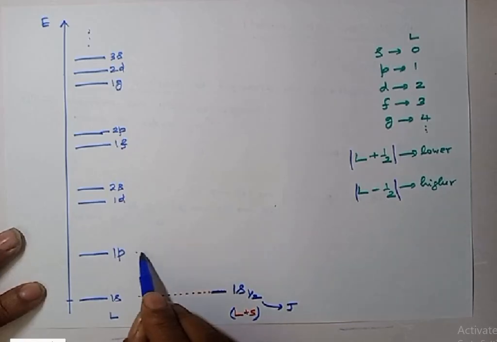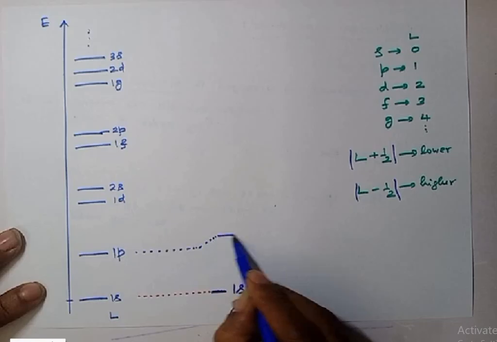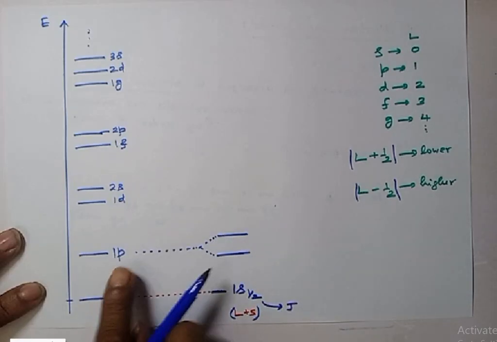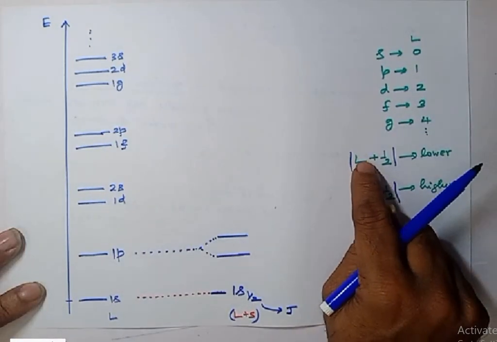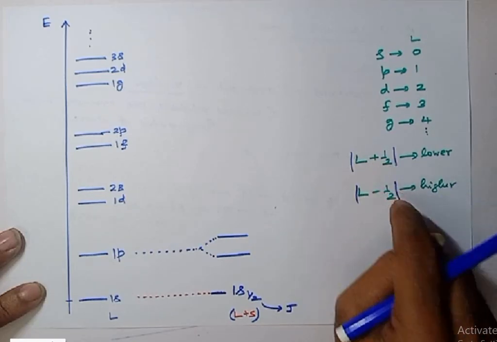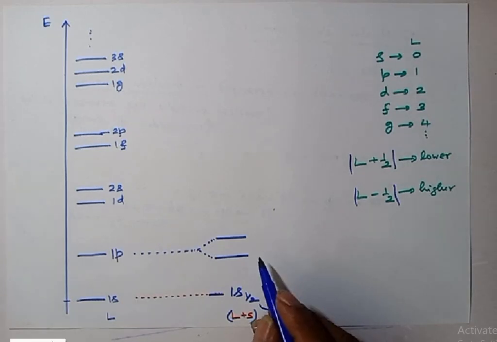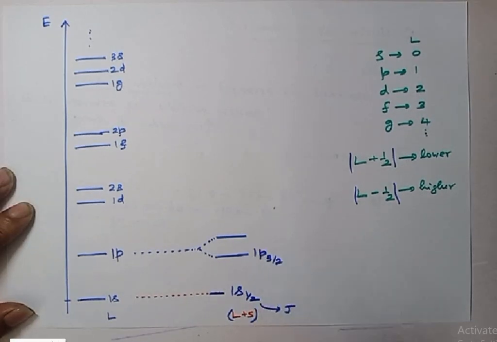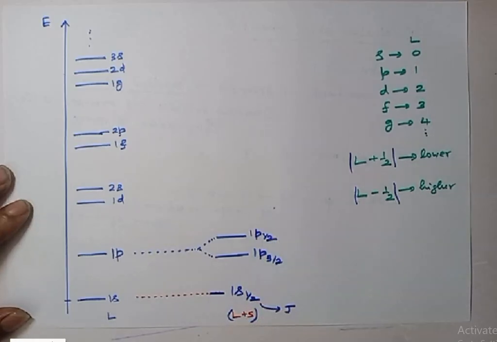What about 1P? Listen carefully. 1P will split into two levels. For P subshell, L value is 1. So you take L plus half and L minus half: 1 plus half, 1 minus half. What do we get? So 1P 3 by 2 has lower energy and 1P 1 by 2 has higher energy.